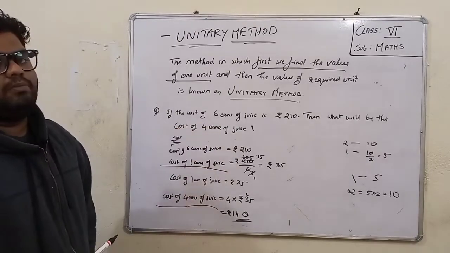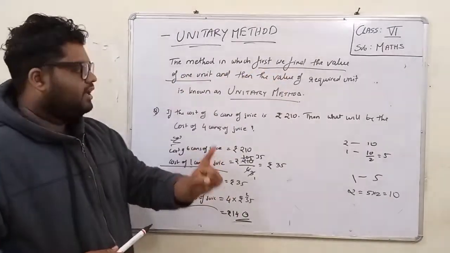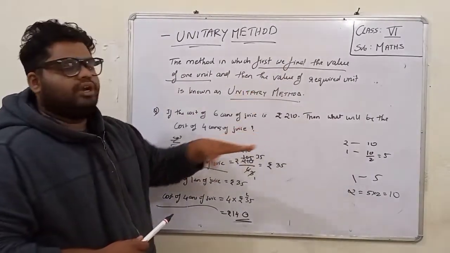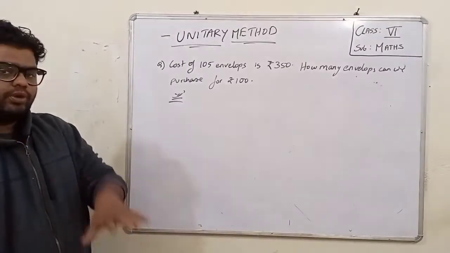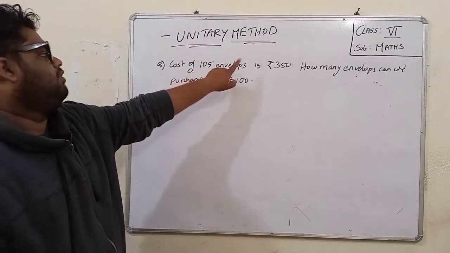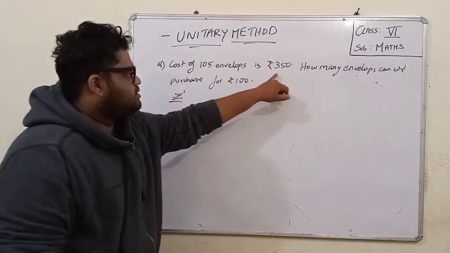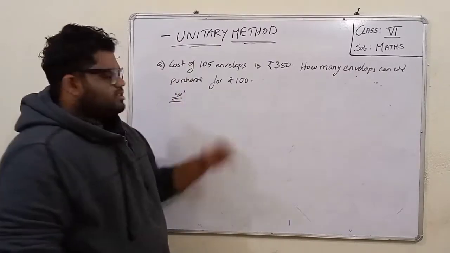This method is known as the unitary method: the method in which we first find the value of 1 and then the required unit. Let us see the next question based on the unitary method. The cost of 105 envelopes is 350 rupees. How many envelopes can we purchase for 100 rupees?